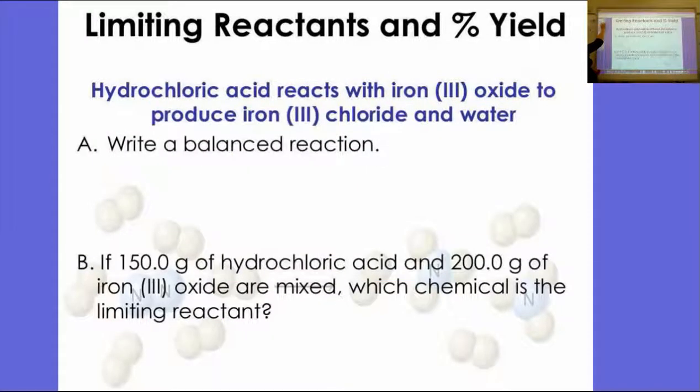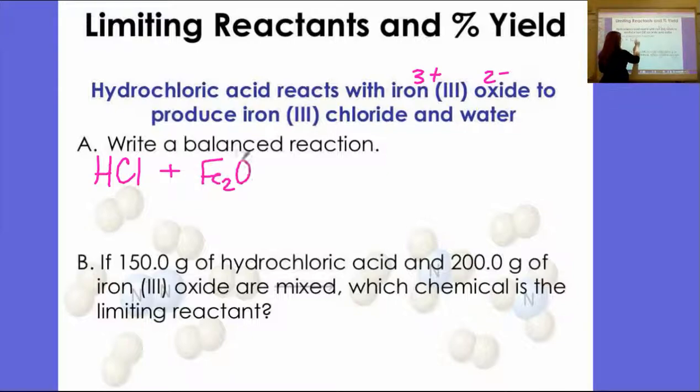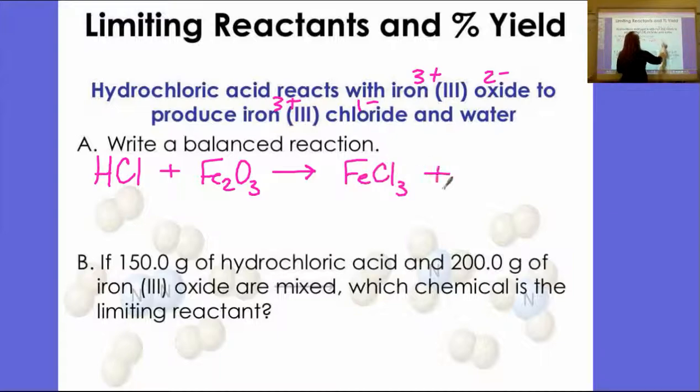Second example. Pause here, write the reaction, come back, check your balanced reaction, and then we'll do some calculations. I'm going to write the balanced reaction for hydrochloric acid, HCl, reacts with iron 3 plus, oxide is a 2 minus, Fe2O3, to produce iron 3 chloride, FeCl3, and water.